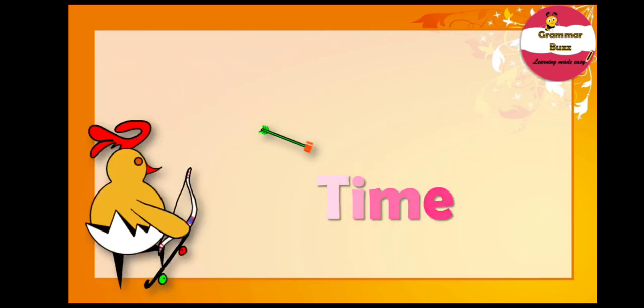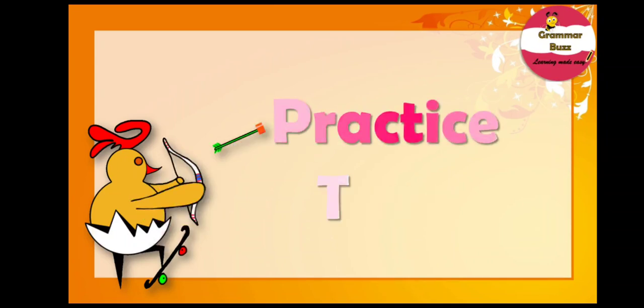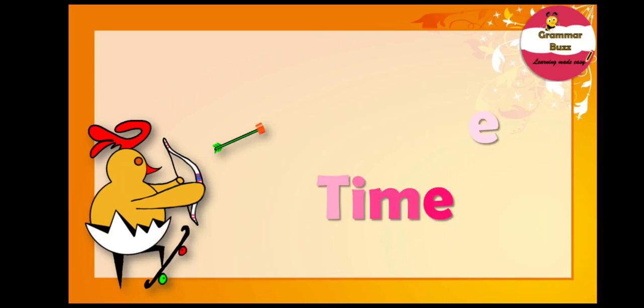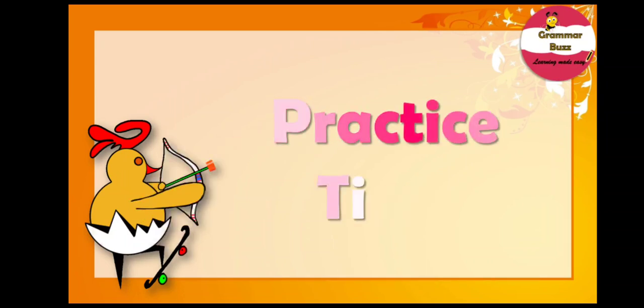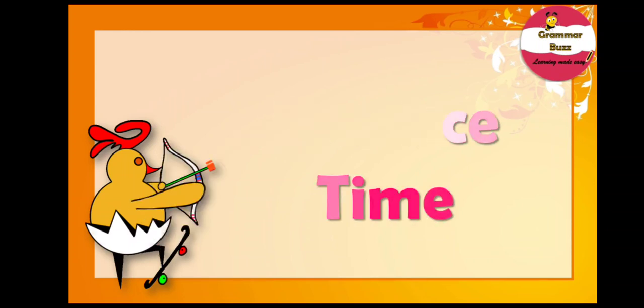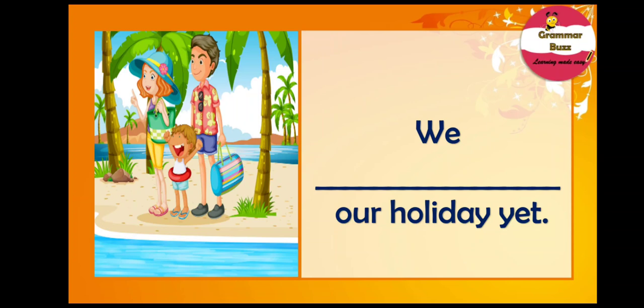Okay, and it's our practice time. So this is how it works. I will be showing you a sentence and you will have to complete it with the correct form of the present perfect tense. Simple, right? So here we go. And this is your first sentence. And it says, we blank holiday yet. And your choice of verbs are not and plan. So, how are you going to form this?